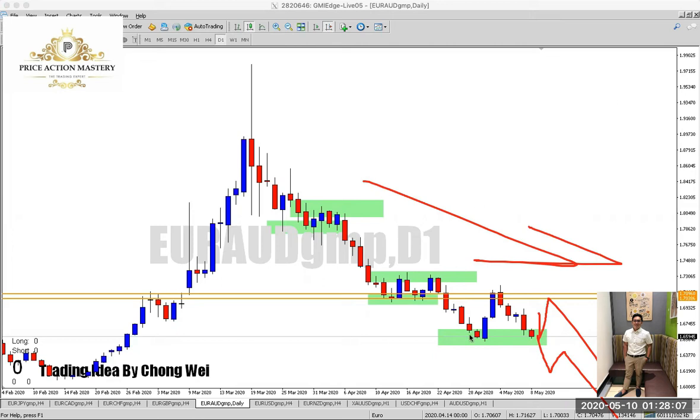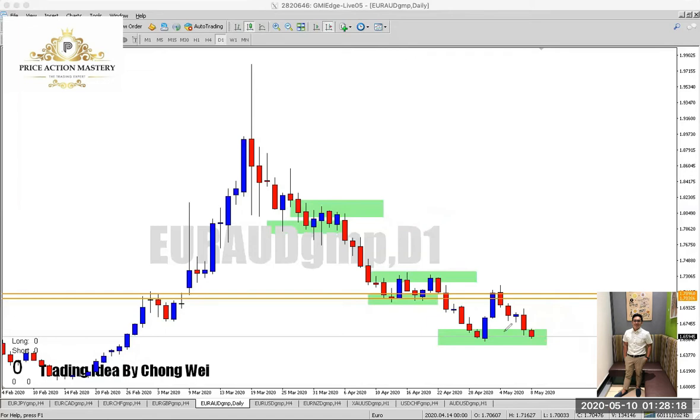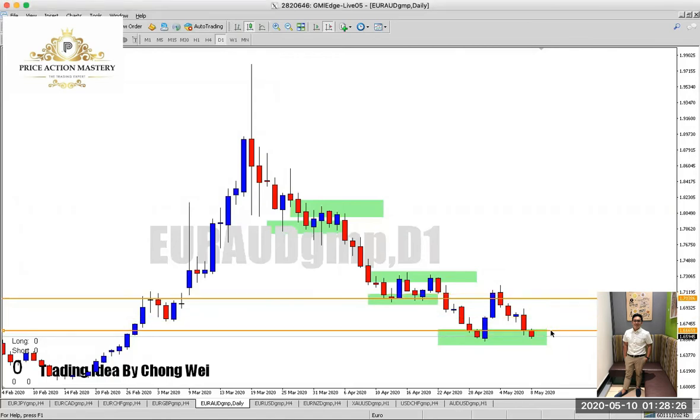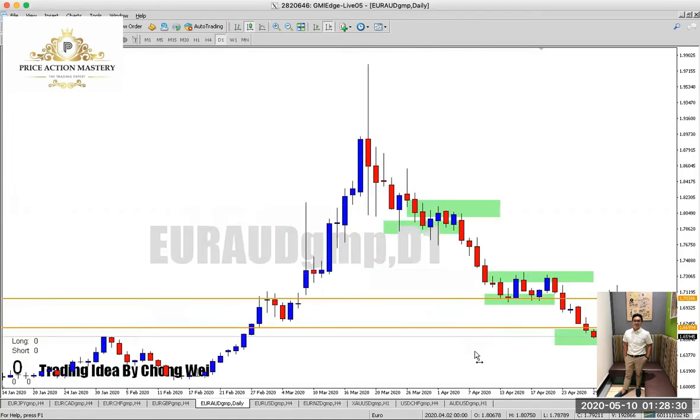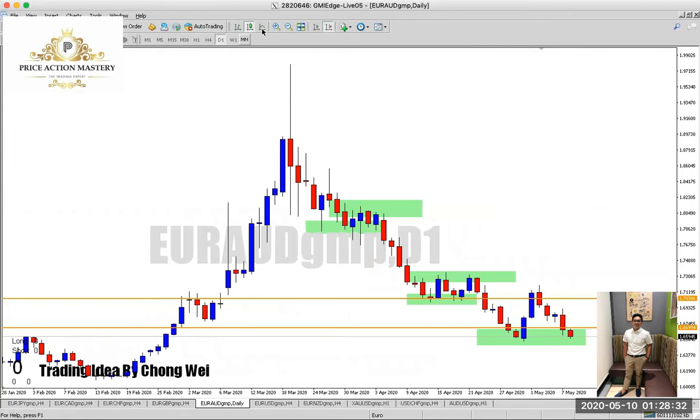I believe that a lot of buyers will come in because of support. So buy at a support. A lot of buyers will come in, but I am not going to buy. Let's see if I place a key line here, higher. Okay, this is my key line.